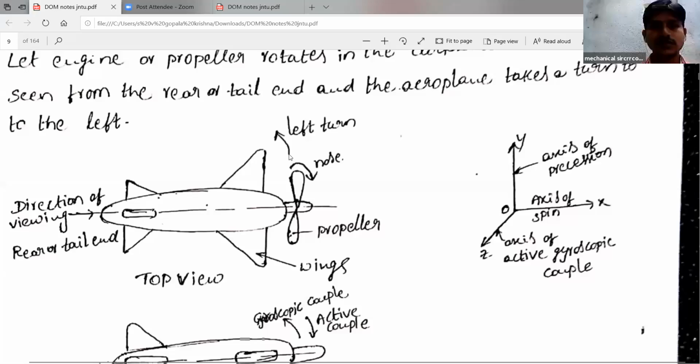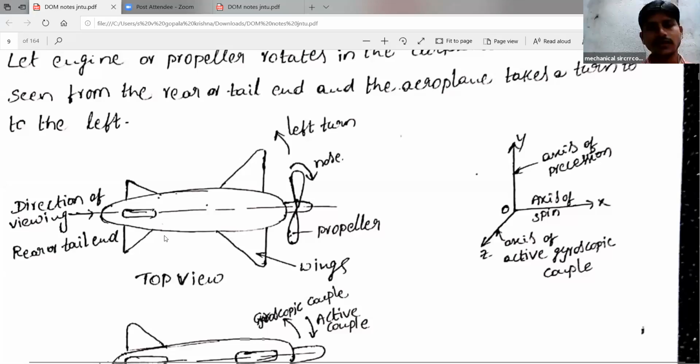It is taken to the left turn. Then what type of effects are attained on our aeroplane? Mainly we consider the nose and the rear. What type of effects are achieved on our aeroplane? All of you observe that. Already I said one small example.